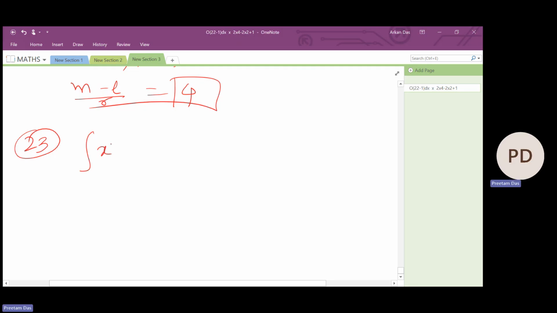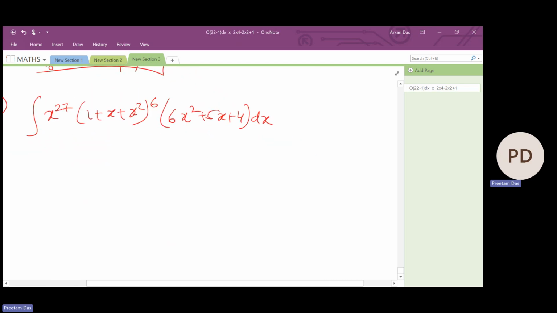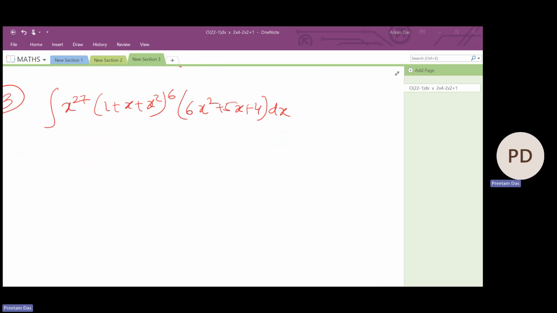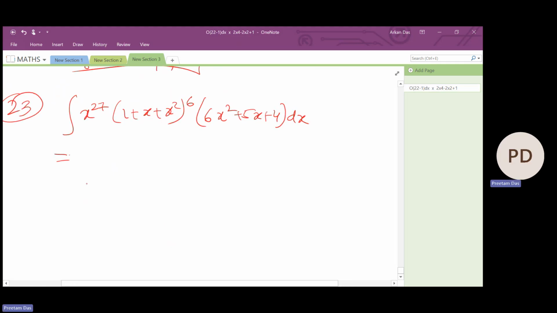So x raised to 27, 1 plus x square raised to 6, and then 6x square plus 5x plus 4. Again, you have to do some manipulation with the power so that one function becomes the derivative of the other. So how will you do that?